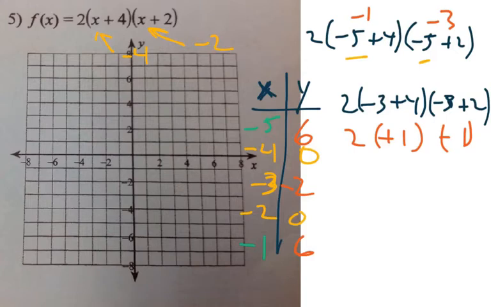Now it's just a matter of plotting the points, right? So I guess I'll use red. So negative 5 is positive 6, right up there. I'll make my dots bigger. And negative 4, that's one of my zeros. Negative 3 is negative 2. Negative 2 is 0. And of course, negative 1 is 6. So there's my parabola, guys.